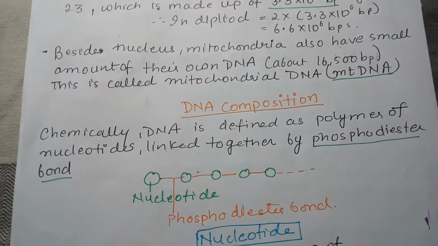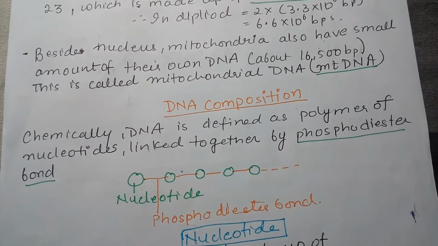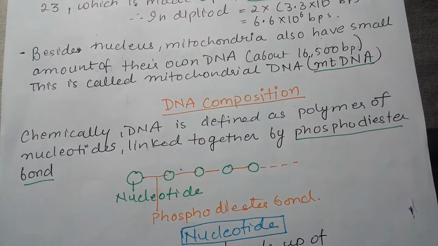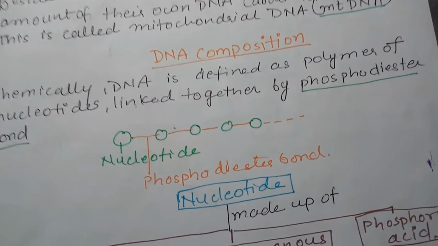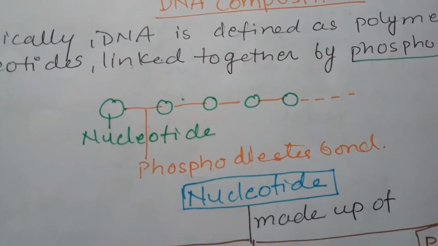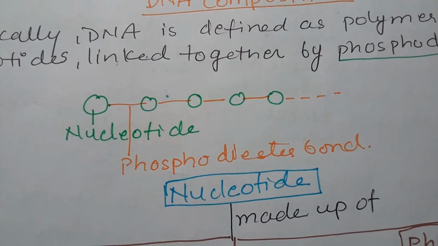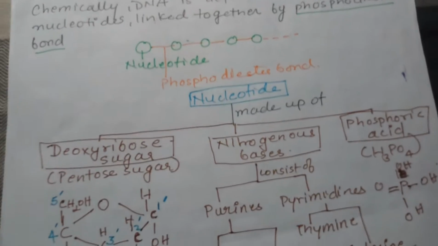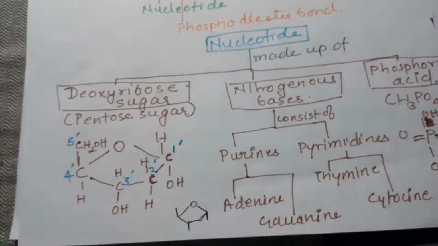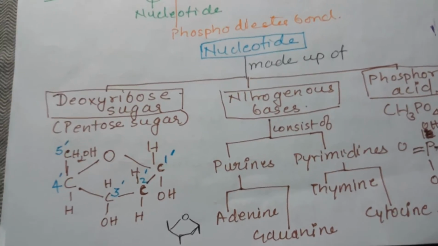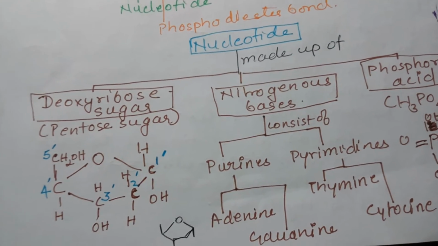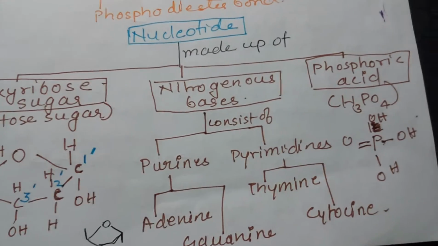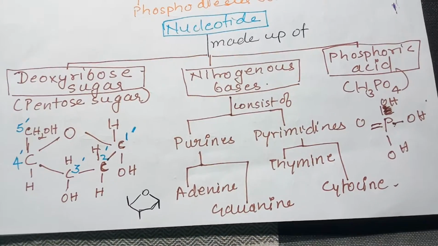If you look at the chemical composition, chemically DNA is defined as the polymer of nucleotides linked together by phosphodiester bonds. So here it carries a number of nucleotides and the phosphodiester bond is holding these nucleotides. Let's see what is a nucleotide. A nucleotide is actually made up of three different things. It has a sugar called deoxyribose sugar, which is a pentose sugar, a nitrogenous base and phosphoric acid.